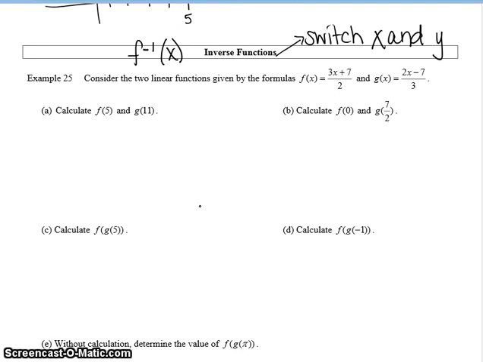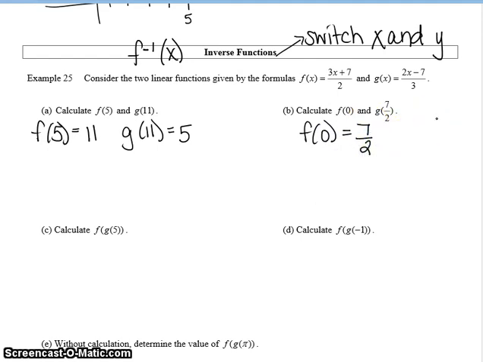I'm not going to do them all out by hand because we've done functions before, but basically just use your store key. So f of 5, you substitute a 5 into the f function, and you're going to get out an 11. Okay, g of 11, substitute an 11 into the g function, you get out a 5. Okay, b, f of 0. Guess what you get? 7 halves. And again, you could do these all out by hand to actually justify that. g of 7 halves gets out a 0.